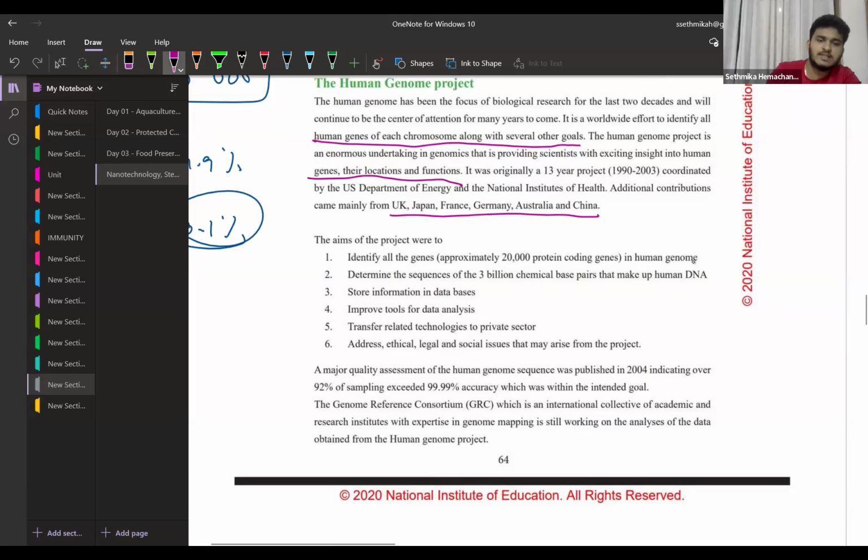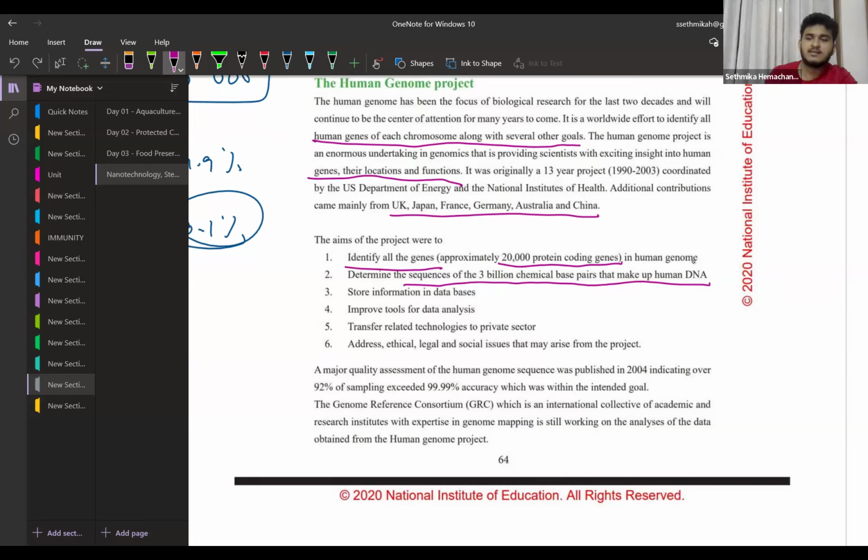Right? So it was initially in the US. Okay. So the aims of the project were to identify all the genes, approximately 20,000 protein coding genes in the human genome, and to determine the sequences of the 3 billion chemical base pairs that make up human DNA. So 3 billion base pairs are involved in the formation of these 20,000 protein coding genes.